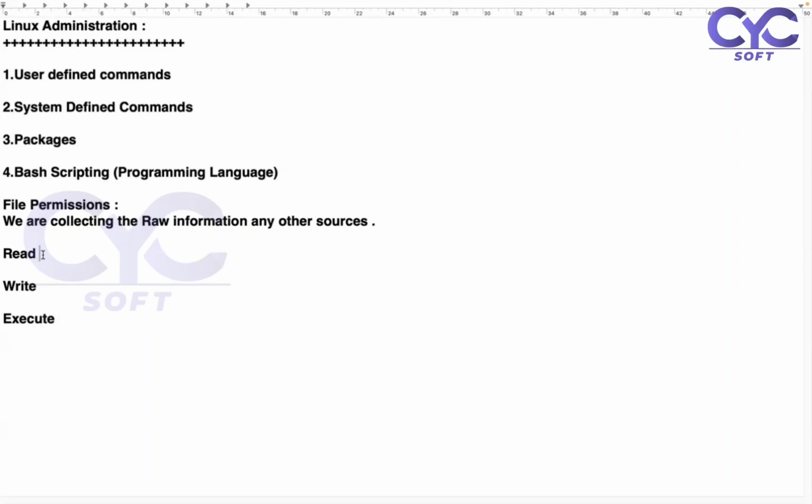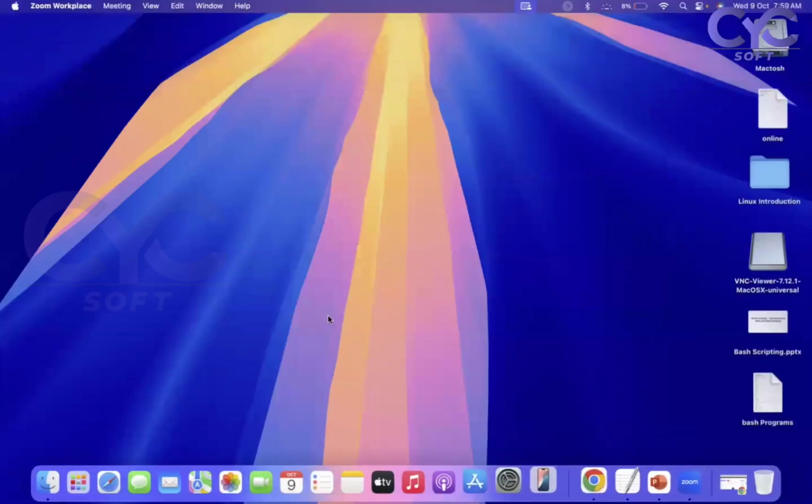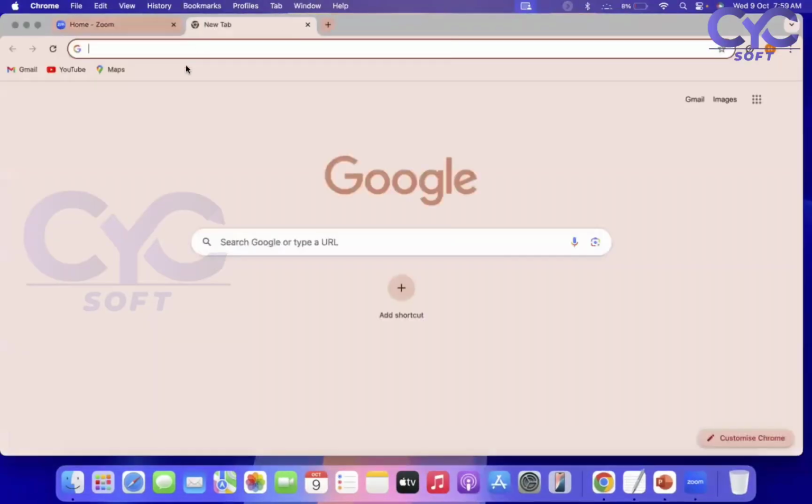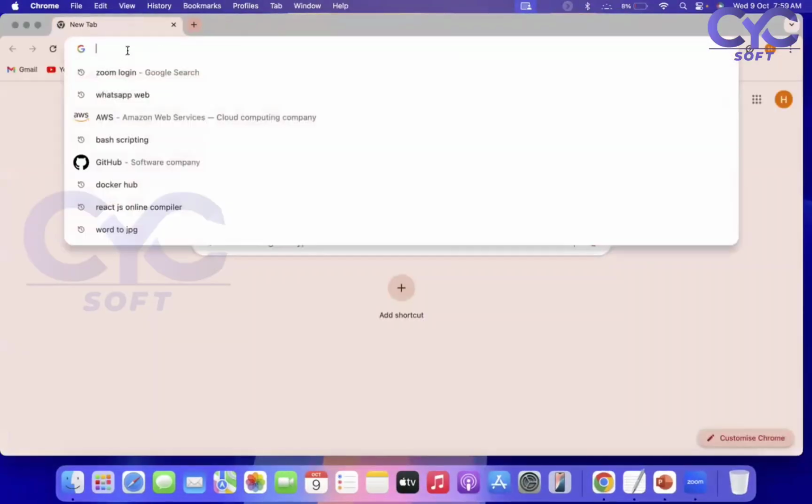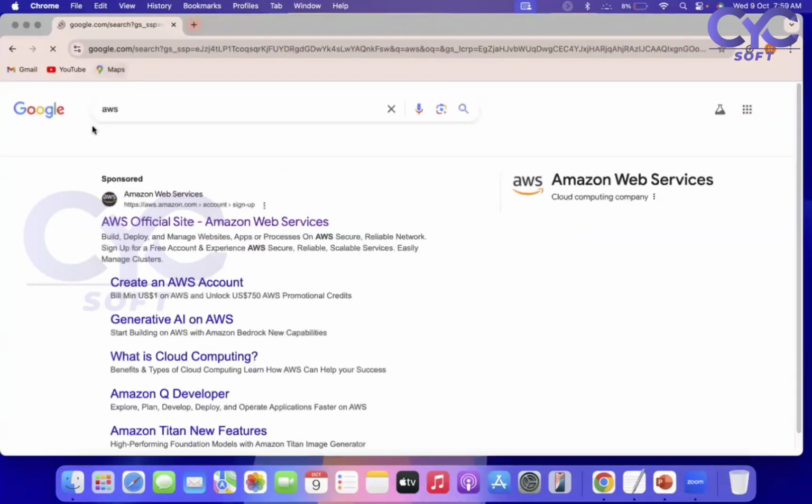Here I can go with the symbolic way: R for read, W for write, and X for execute. This is the symbolic way. Now, how can you define the file permissions actually? To represent file permissions, let's go with a use case example.